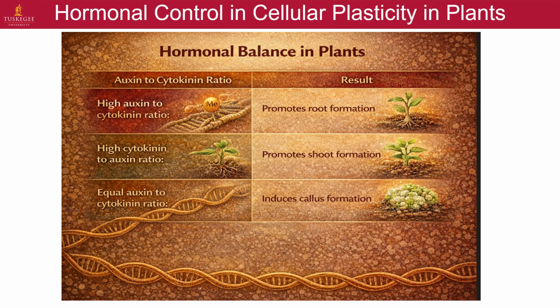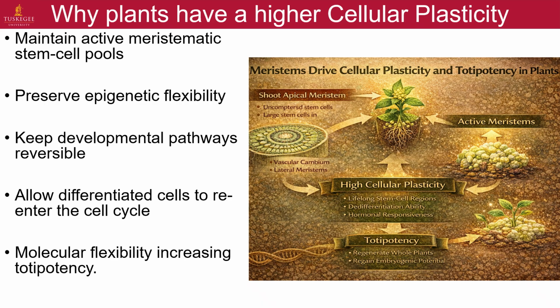For example, when we have a high auxin to cytokinin ratio, it will promote root formation. When we have a high cytokinin to auxin ratio, it is going to promote shoot formation. Yet when we have equal auxin and cytokinin, we are going to induce callus formation.